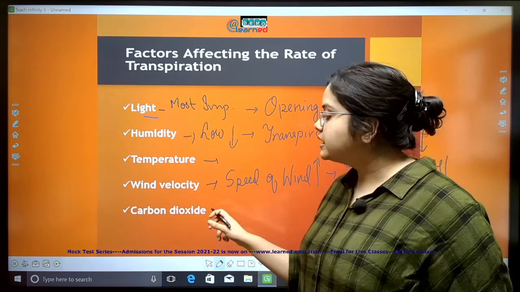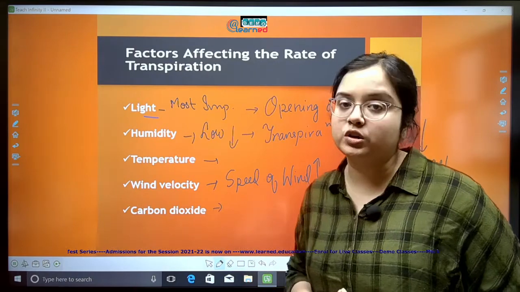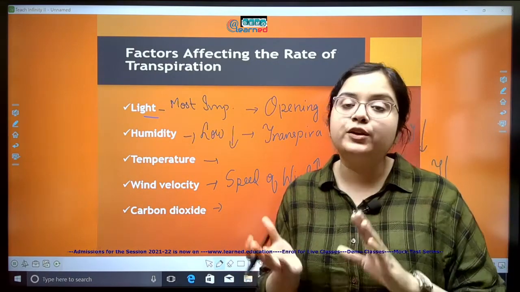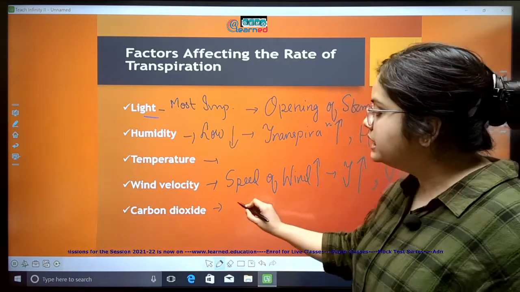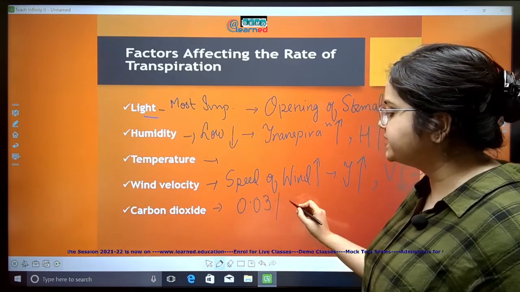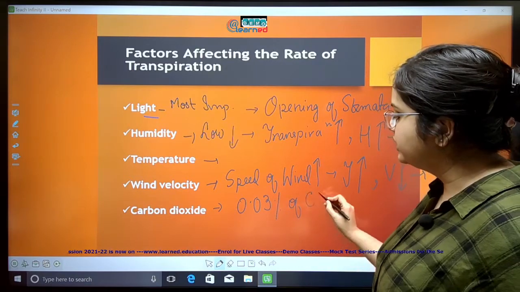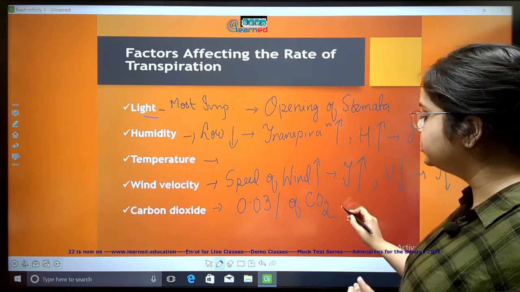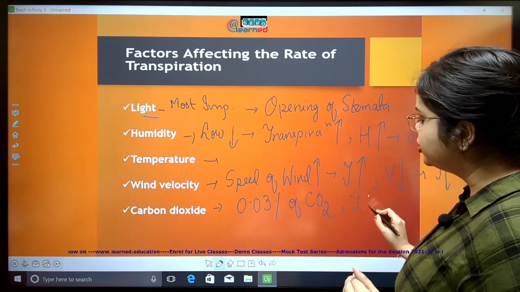Next comes the concentration of carbon dioxide. If the concentration of carbon dioxide is more than normal, more than the 0.03% concentration of CO2, then transpiration will be less. The rate of transpiration will diminish.